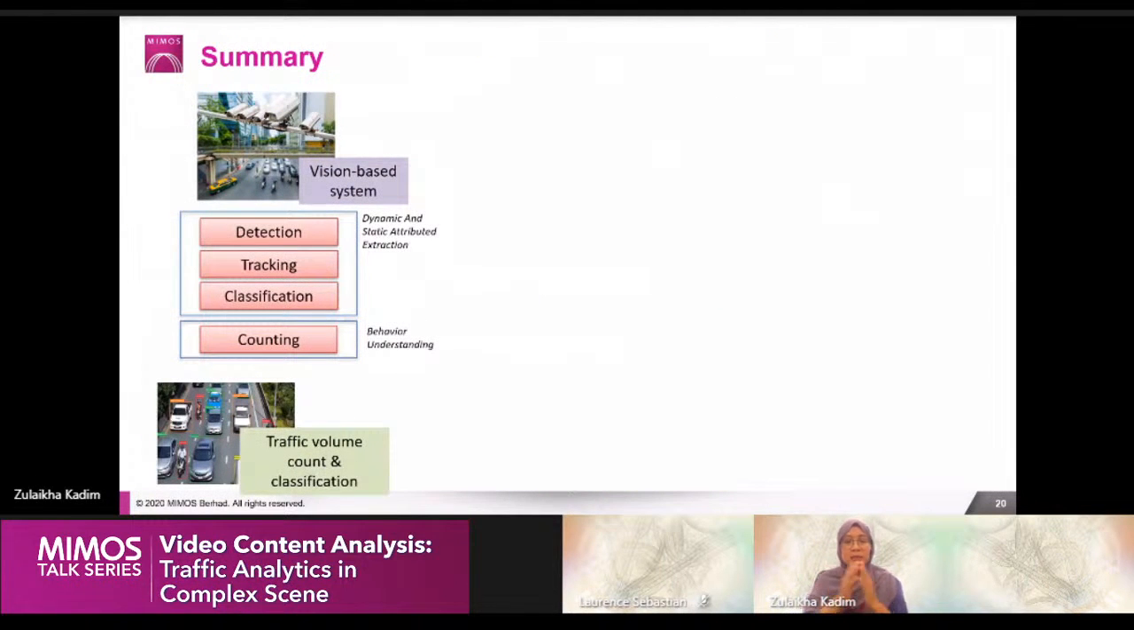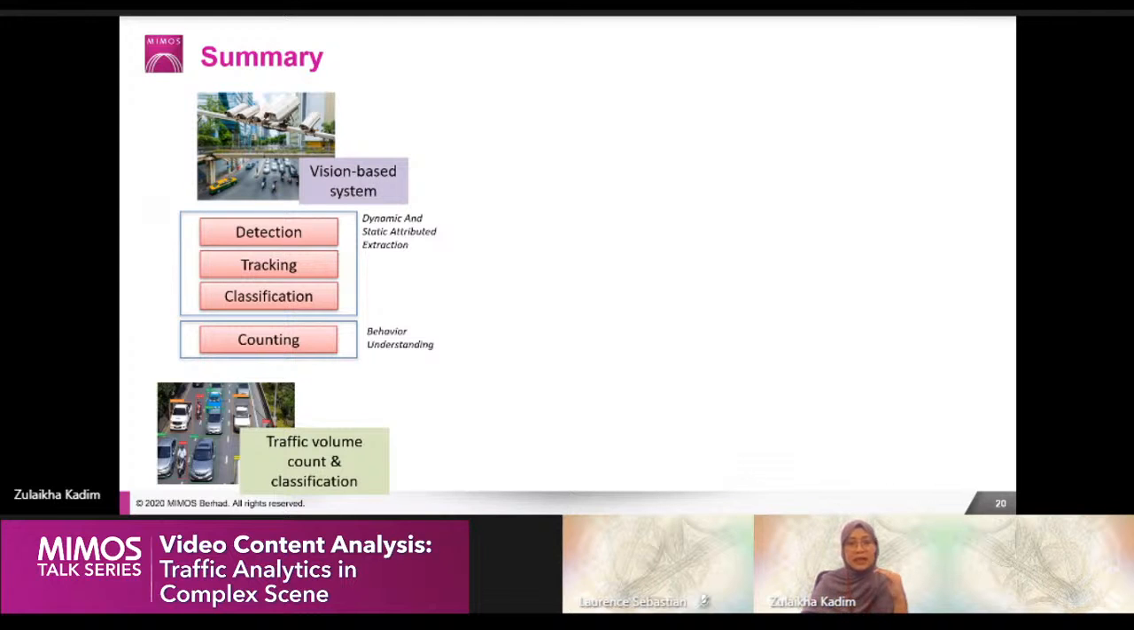As a summary of my presentation today, this is what we have discussed. I have presented a vision-based system to do traffic volume count and classification. In doing that, we have explored 2 layers of processing, which are dynamic and static attribute extraction, to extract the dynamic and static properties of the vehicle on the road. This involves 3 processes: detection, tracking, and classification. With these extracted attributes, we further go into behavior understanding, which is to do the counting itself.